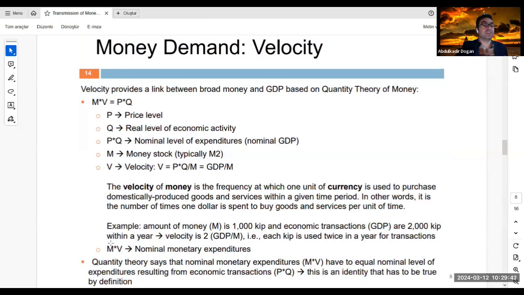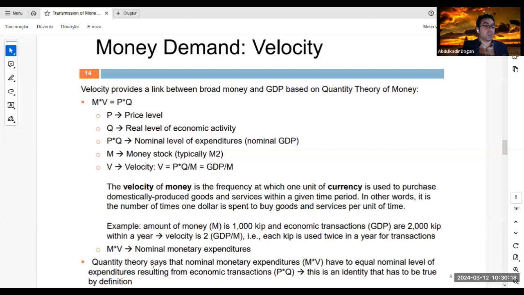And this M times V is nominal monetary expenditure. To buy goods and services in the market, you need money. So if those goods and services are calculated as the GDP, to buy them I need money. And this should be equal. So nominal expenditure of money, M times V, will be equal to, overall, at the end, the nominal gross domestic product of the country.